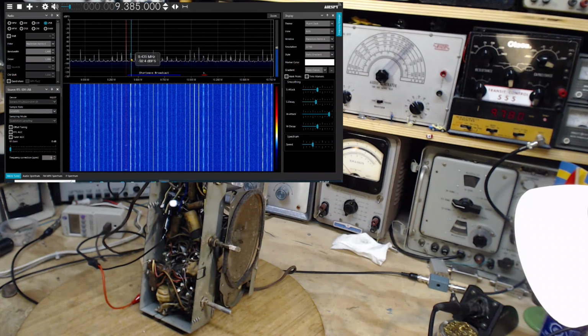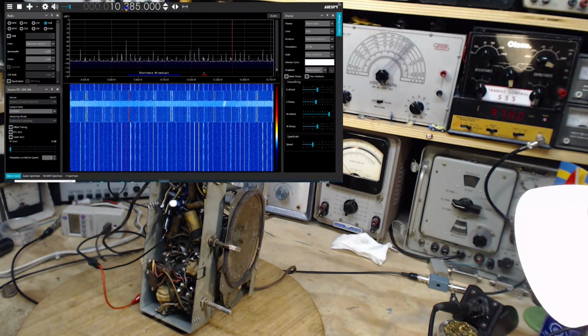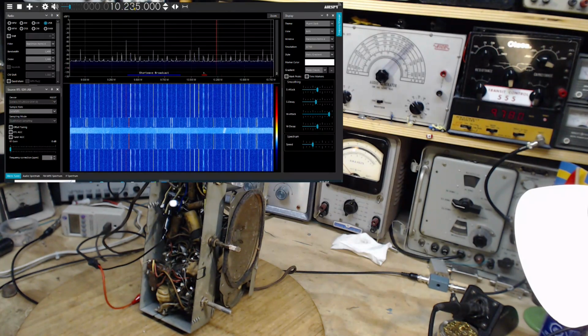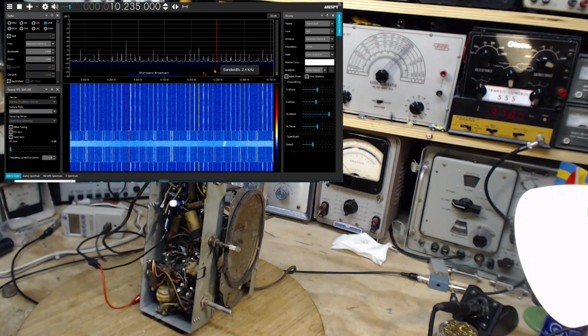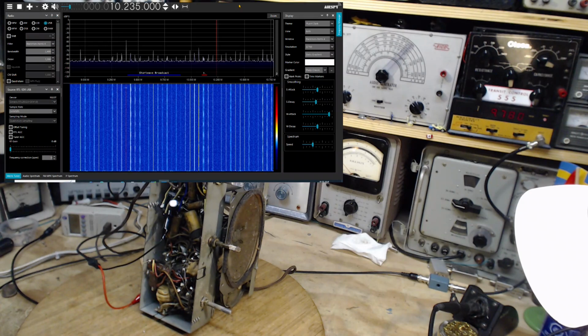So I'll move this red line there. Oh, that was dumb. 10, 2, 3, 5. It should be here. It's nothing there. It's nothing there at all. So what do we go the other way? We go the other way, 9780. And then we're going to take away 455.